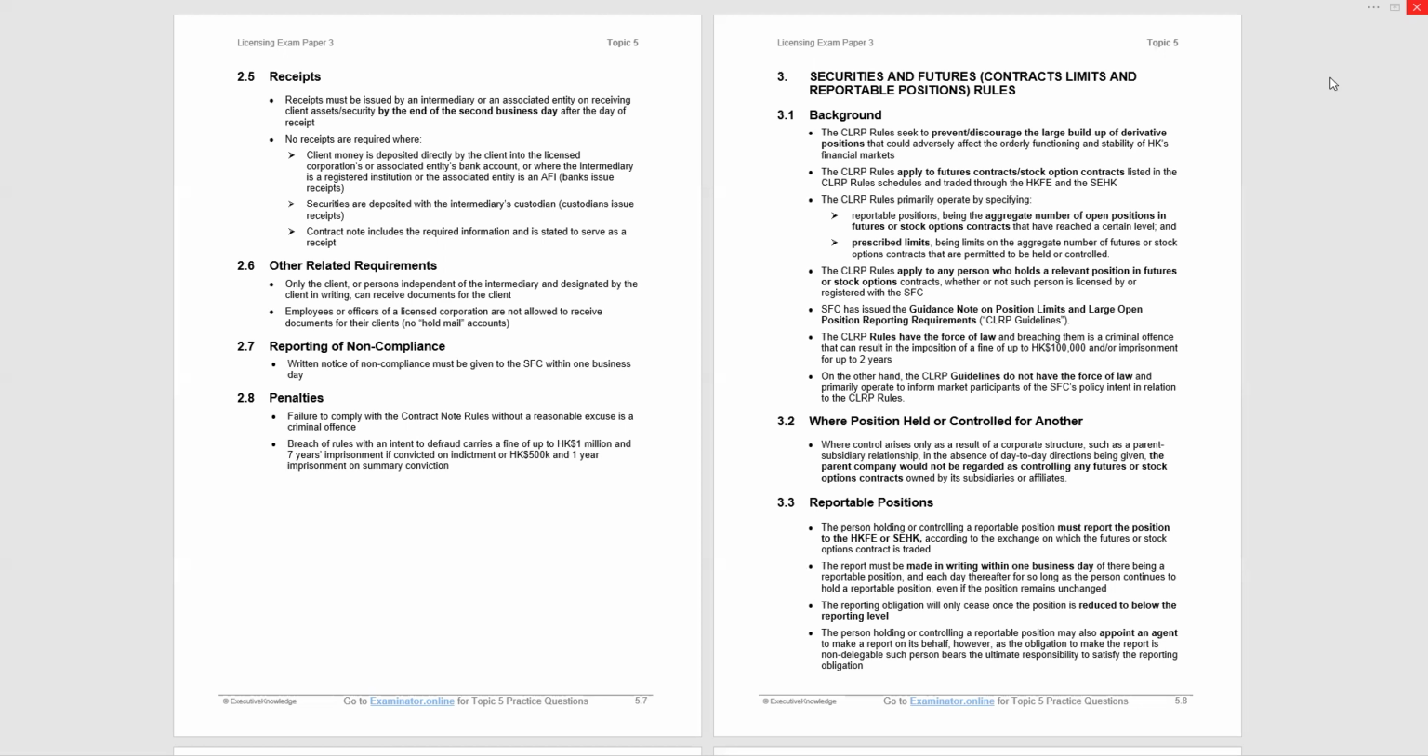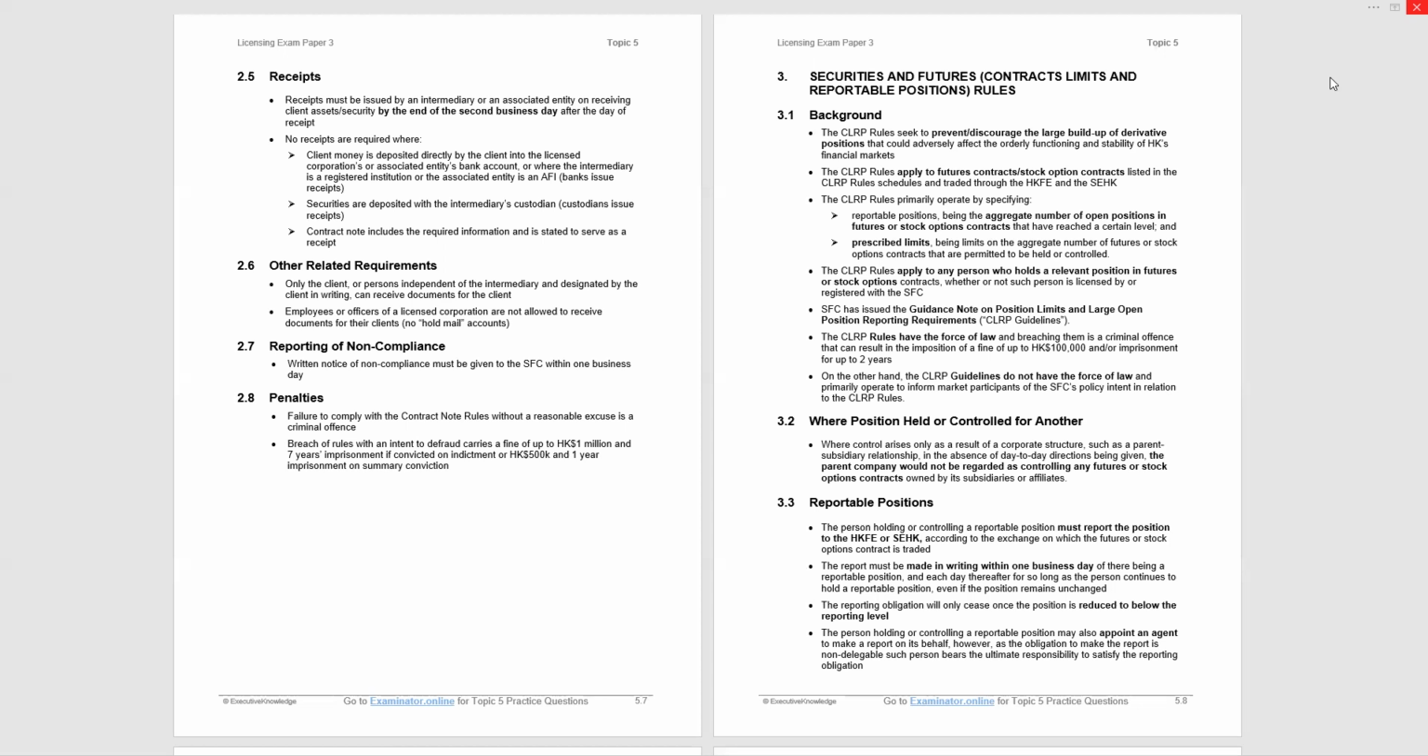Okay, let's look at paragraph 3.3 on reportable positions. A person holding or controlling a reportable position must report to who? To the futures exchange or to the stock exchange, depending on whether it's a future or an option on a stock. The report must be made in writing within 1 business day of there being a reportable position, and each day thereafter until you go below the reportable position.